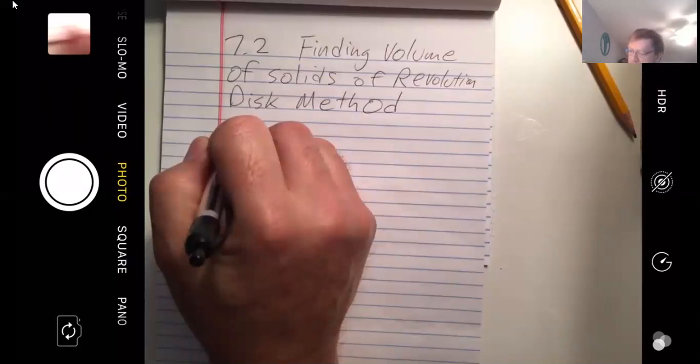Sorry, it's frozen again. And around the y-axis: pi times the integral from c to d of f of y squared minus g of y squared dy. The logic on the x-axis version is top minus bottom. The logic on this one is right minus left.